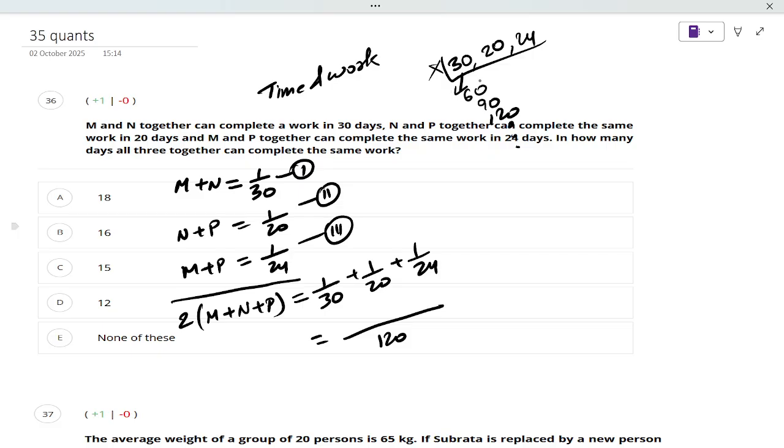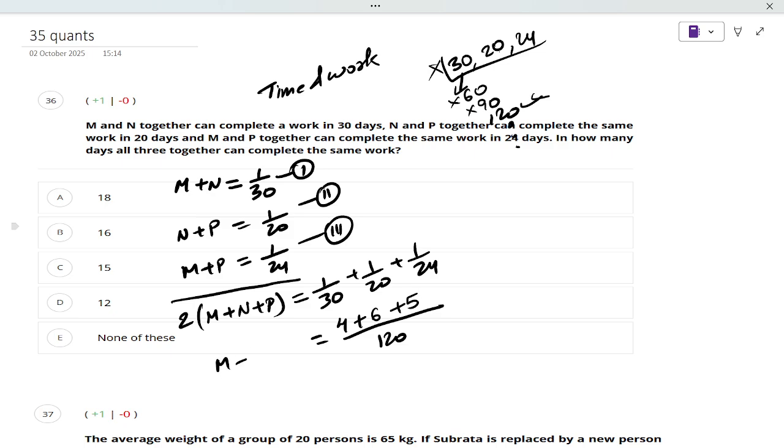60 is divisible by 20, but it's not divisible by 24, so cancel. 90 is not divisible by 20. 120 is divisible by 20 and 24. So this is the LCM. So we got the LCM, 120. 30, 4 times gives us LCM 120. So 4 times 1 is 4. 20, 6 times. 6 times 1 is 6. And then 24, 5 times. 5 times 1 is 5.